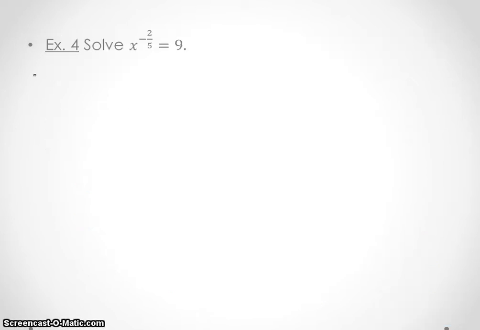All right. Example 4 says solve x to the negative 2/5 power equals 9. So we could do this a bunch of different ways. What we could do was what we did in the last unit and actually just multiply by this guy's reciprocal. It just happens to be negative. We can treat them the same though. So I'm going to go ahead and rewrite our equation. So x to the negative 2/5 power equals 9.